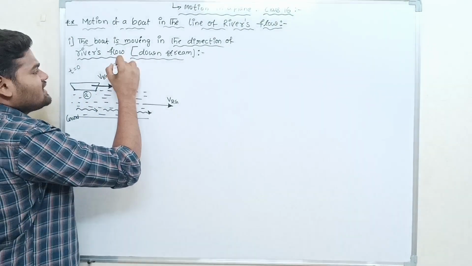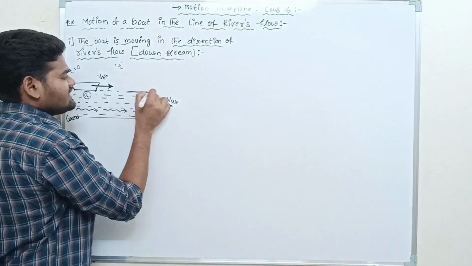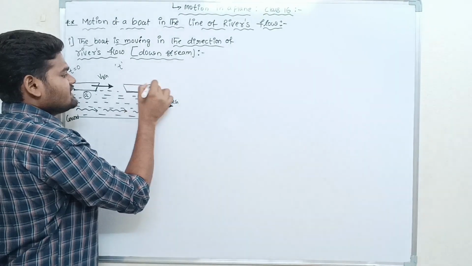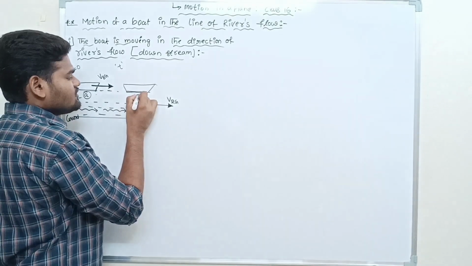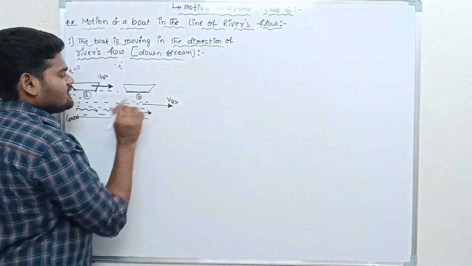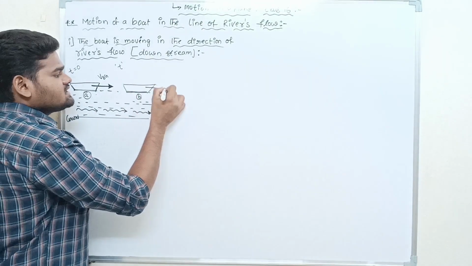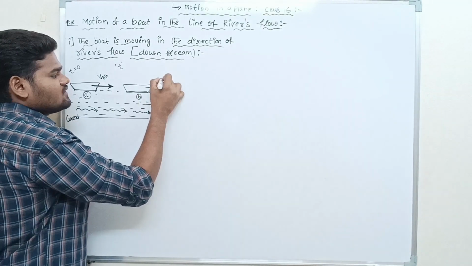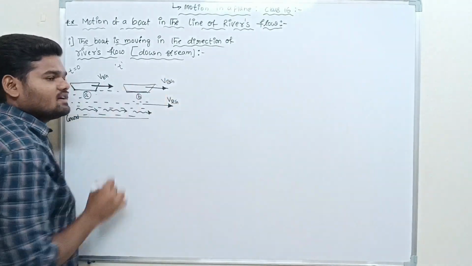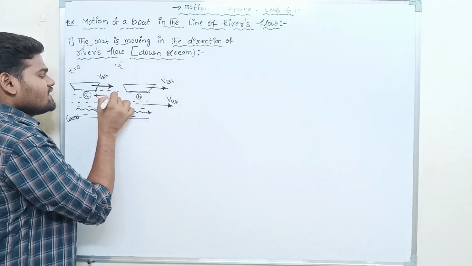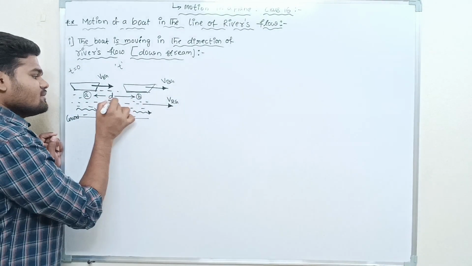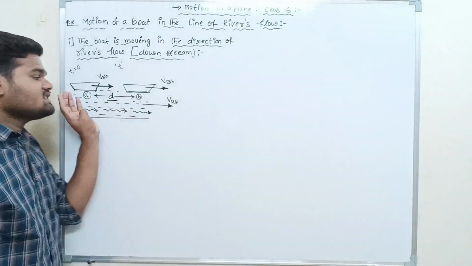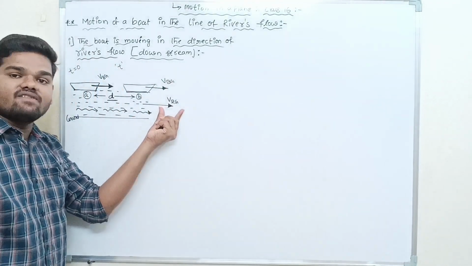After some time t, the boat is at this point. Let us say this is point B. Now the boat is moving in the direction of river flow with velocity of boat with respect to ground. Let D be the distance covered by the boat when it is moving in the direction of river flow.